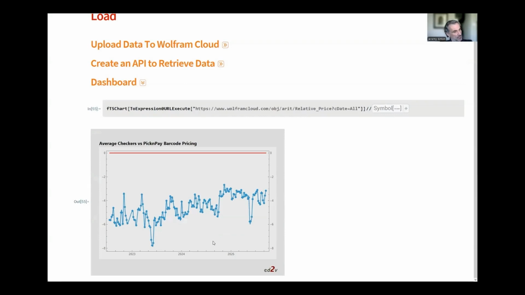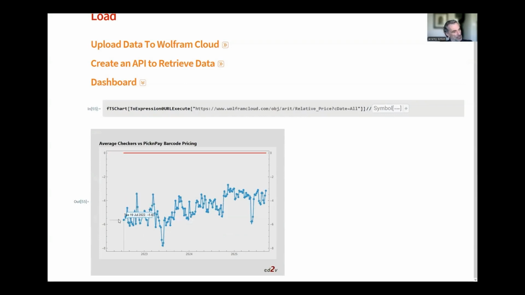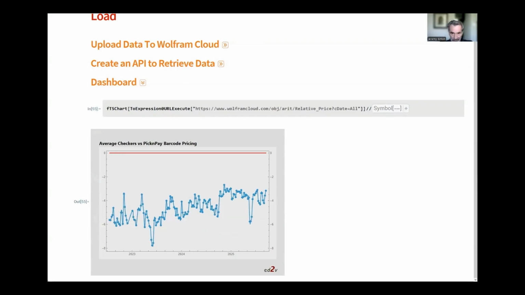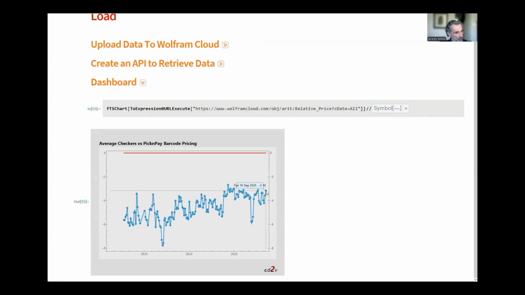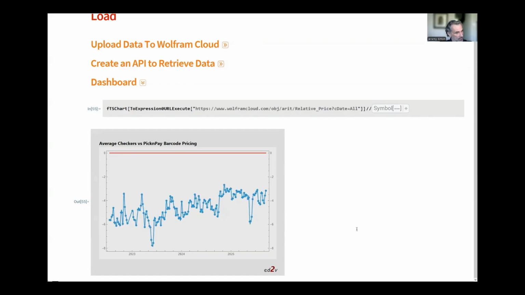And there is that time series data, average Checkers versus Pick n Pay relative price, observations each week for the past 3 years, the latest observation being minus 3.16%. And we can see it through time over the last 3 years there. And it's certainly clear to me that Checkers has a systematic pricing strategy relative to Pick n Pay.